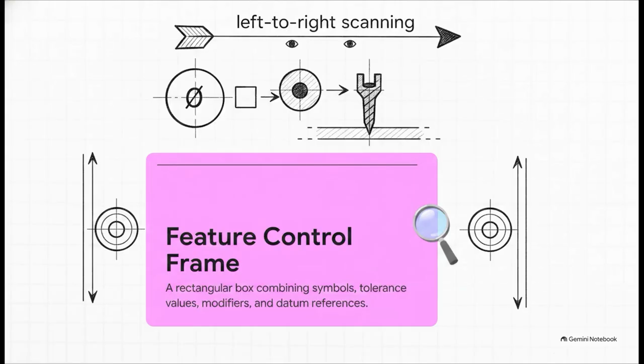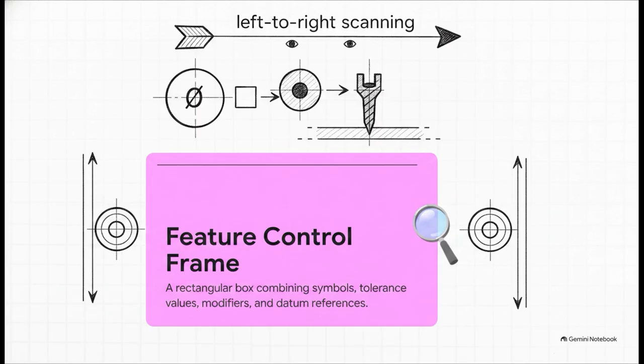A feature control frame is simply a rectangular box combining those geometric symbols, tolerance values, modifiers, and datum references. And this brilliantly illustrates why you have to ensure the tolerance zone shape actually matches the design intent. Say you're controlling a hole with a positional tolerance. Did the designer remember to put the diameter symbol before the tolerance value?